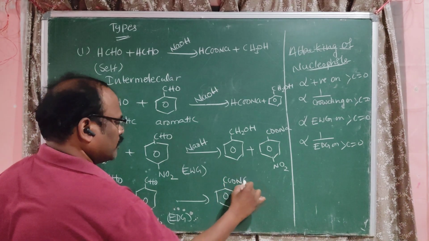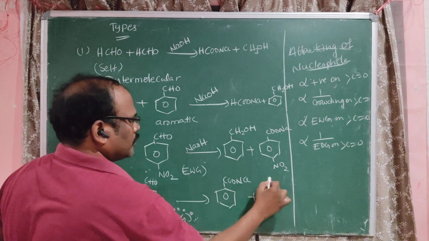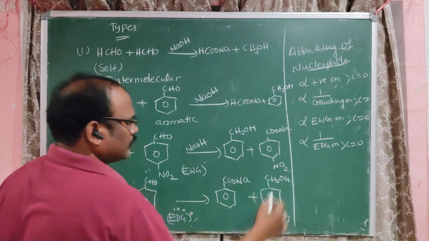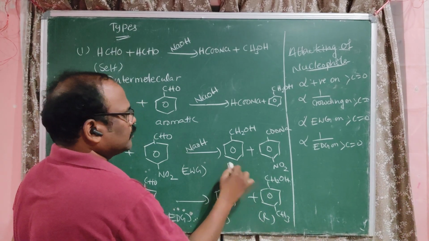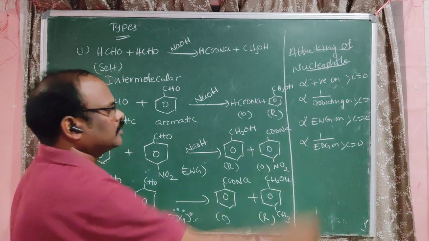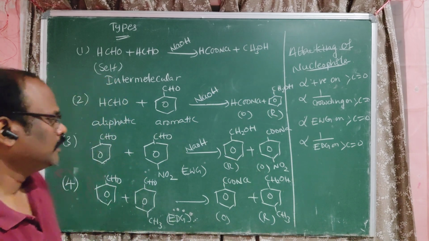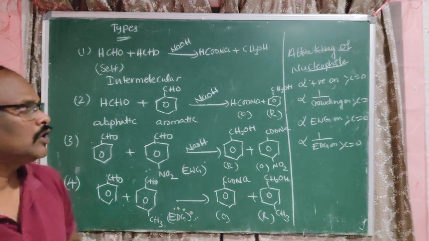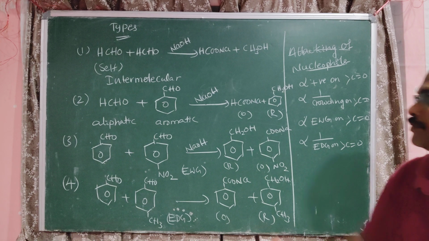COO minus and CH2OH, due to the presence of this methyl group. So this is the oxidized product and this one is the reduced product. All these reactions are based on these factors only. Okay. Next, one other type is there, called the intramolecular Cannizzaro reaction. That is the last type.